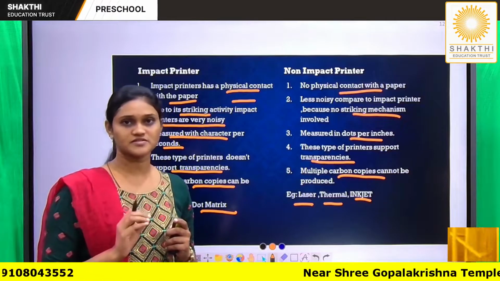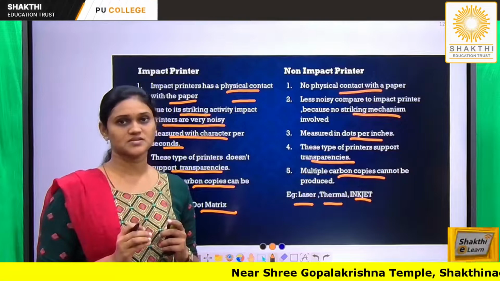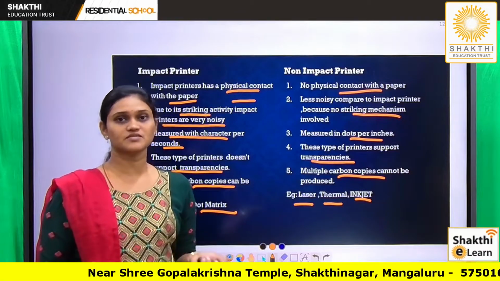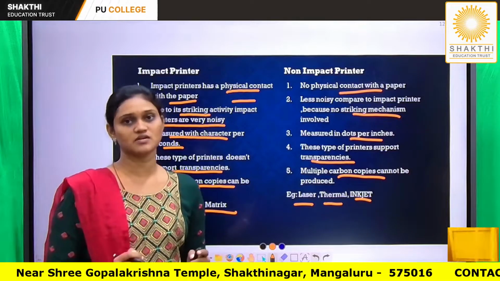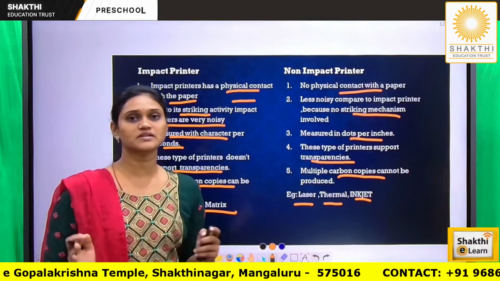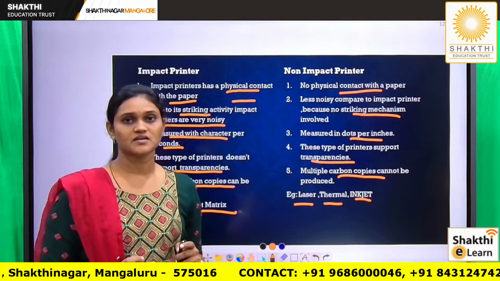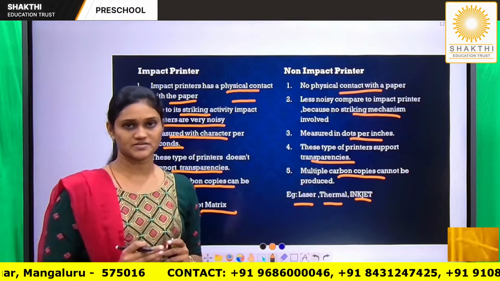The major difference is that before, striking of metal pins was done, and now we have cartridges. We use cartridges, no striking of metal pins. When striking was done, noise was created. When there is no striking, there will be no noise. That is the present printer which we have now. It does not create any noise. That is non-impact printers. Now let us see the types of printers.